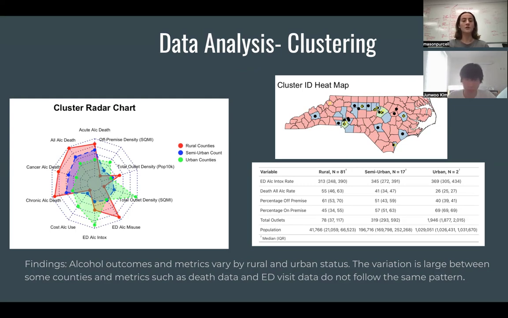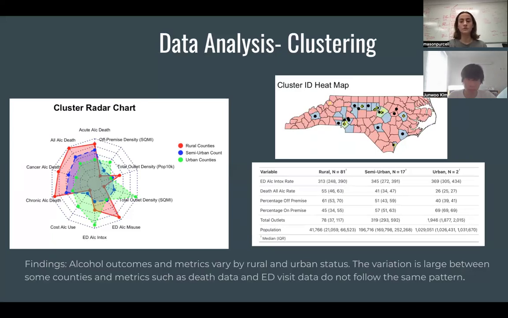We found that alcohol metrics vary greatly by rural and urban states. The variation is large between some counties, and metrics such as death data and ED visits do not follow the same pattern. This table we included shows the difference in ED visits due to alcohol intoxication and death due to alcohol, something that we found very interesting.